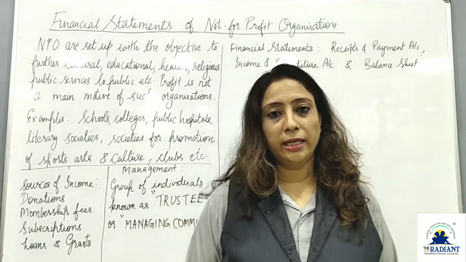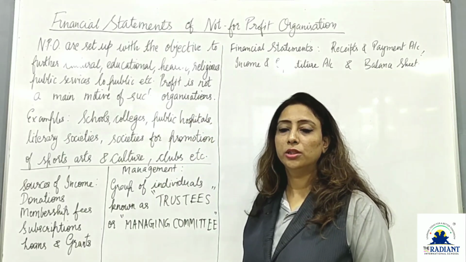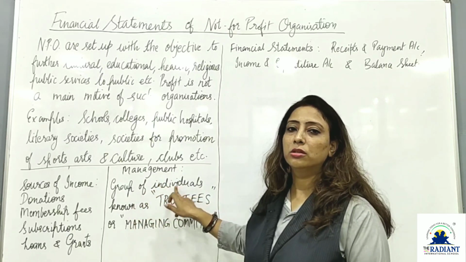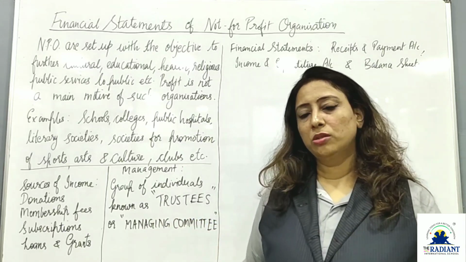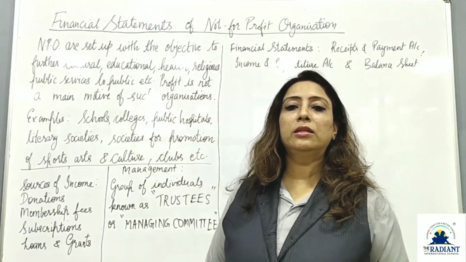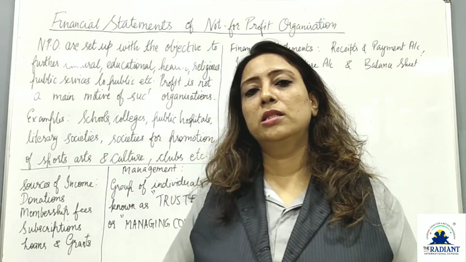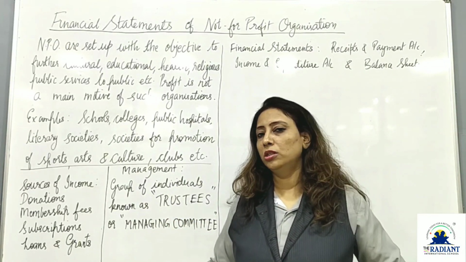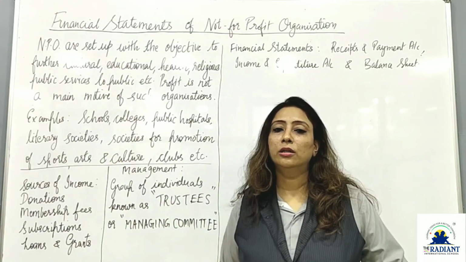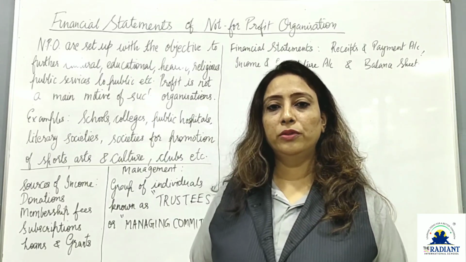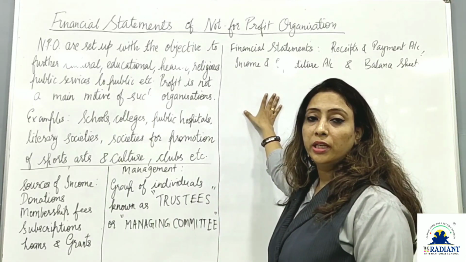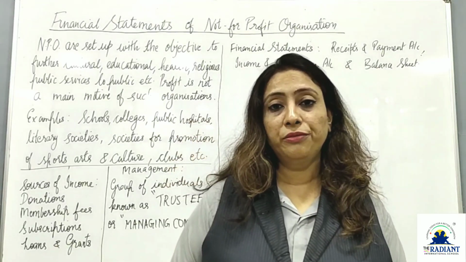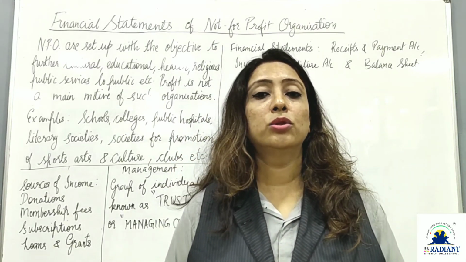Now, who will be controlling the activities and looking after this organization? The management of the organization is a group of individuals known as trustees. They are already part of the members. They take the responsibility, form a group, and we call it the trustees or managing committee. This group takes control of running the organization. It also takes care of the financial statements, all the income and expenses related to the business, how to raise funds, and how to provide better facilities to the members.